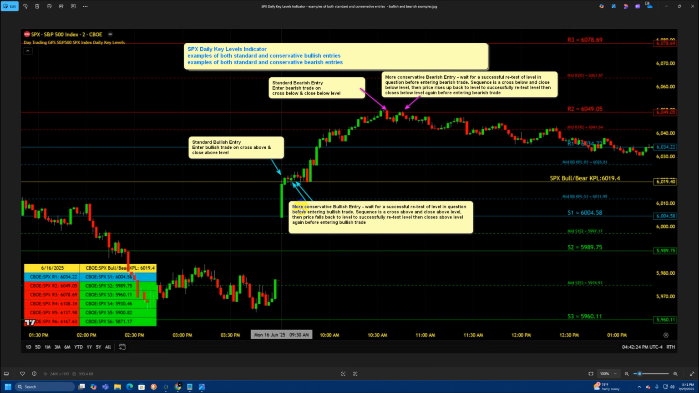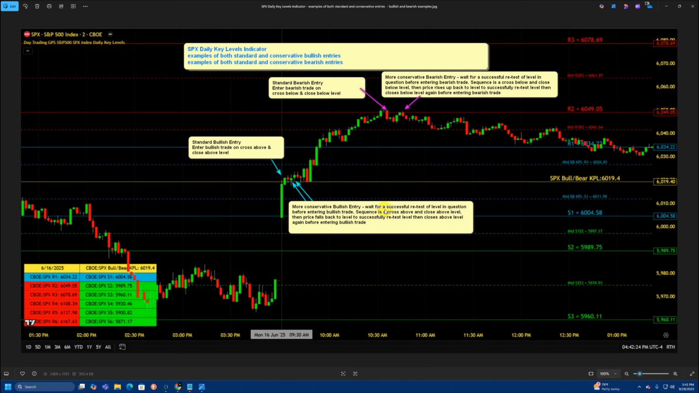Your second option is to take a more conservative bullish entry approach. On the more conservative bullish entry approach, you are requiring a successful retest of the level before entering your trade. So in the case of a bullish trade, you're waiting for a successful bullish retest of the level in question before entering your bullish trade.